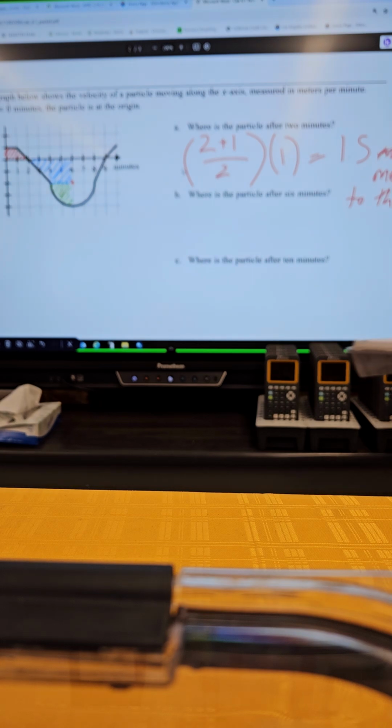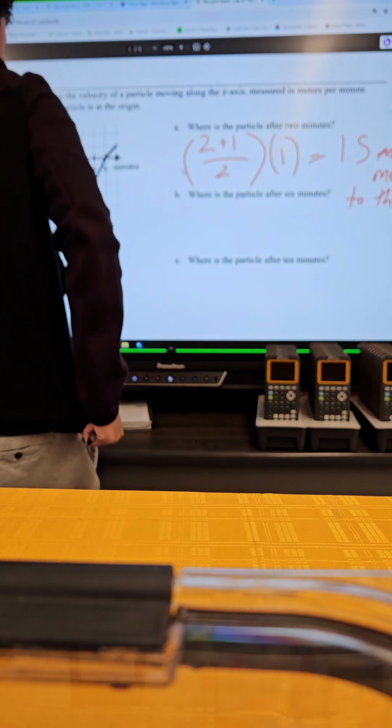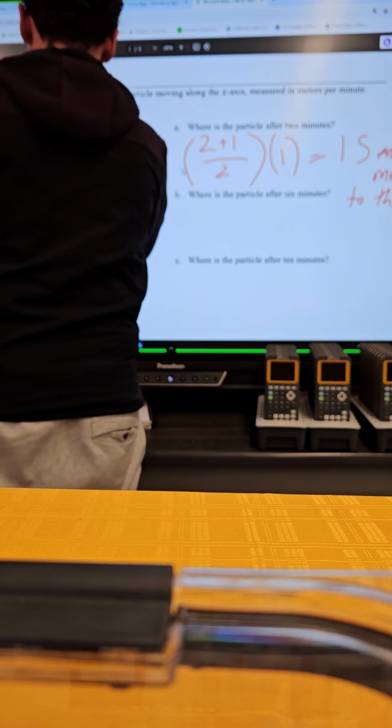It's just pi. Pi times 2 squared. And then divided by 2 again.